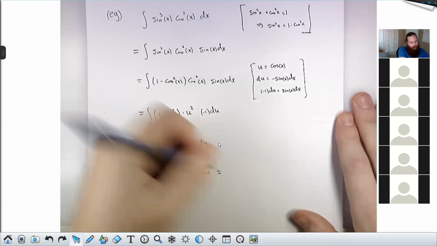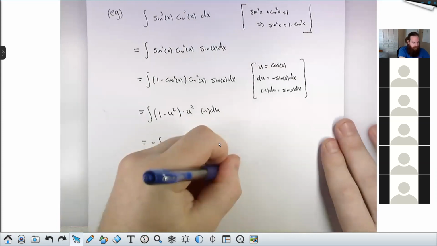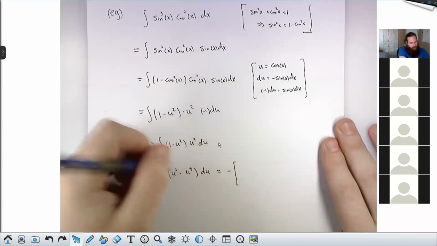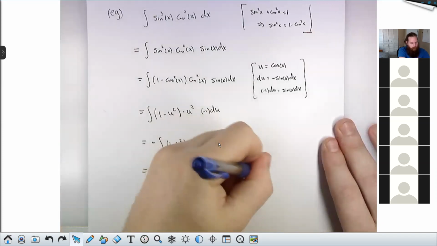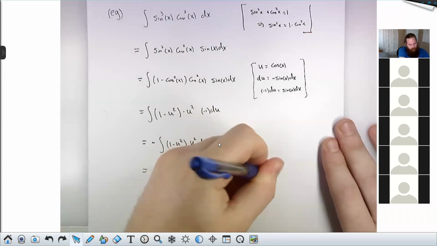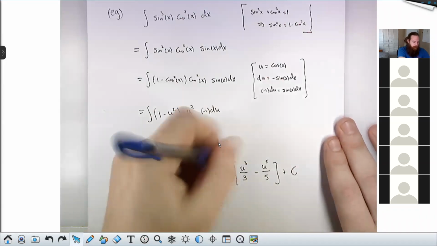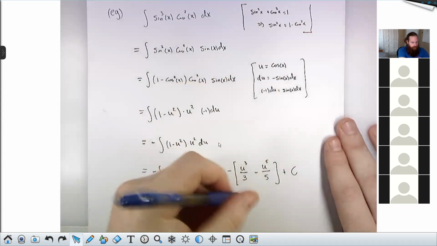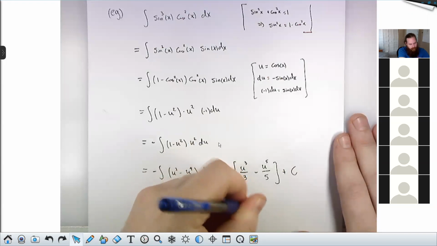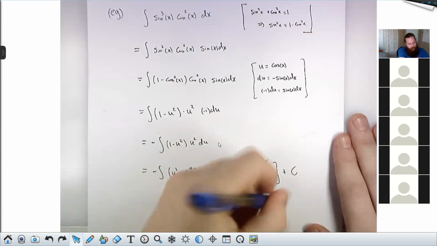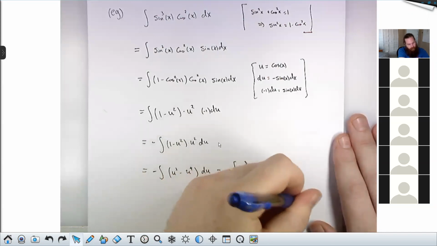And now use the power rule. u squared will become u cubed over 3. u to the 4 will become u to the 5 over 5. And then I'll distribute that negative and also plug back in for cosine. So this is negative cos cubed x over 3 plus cos to the 5x over 5 plus c.